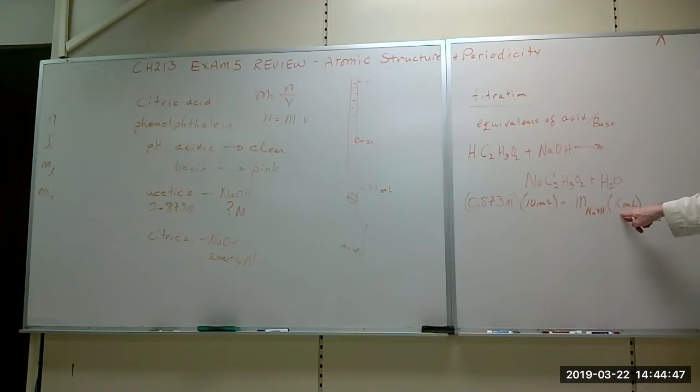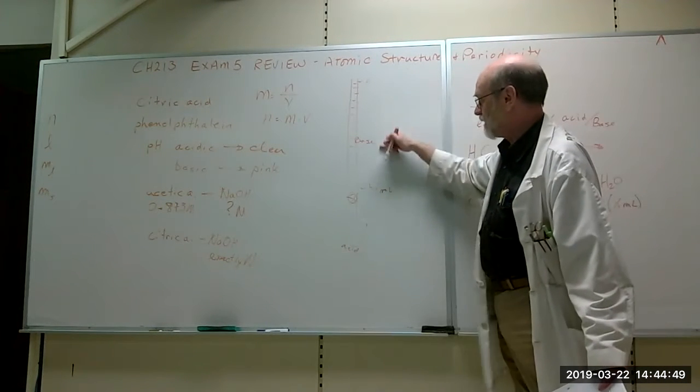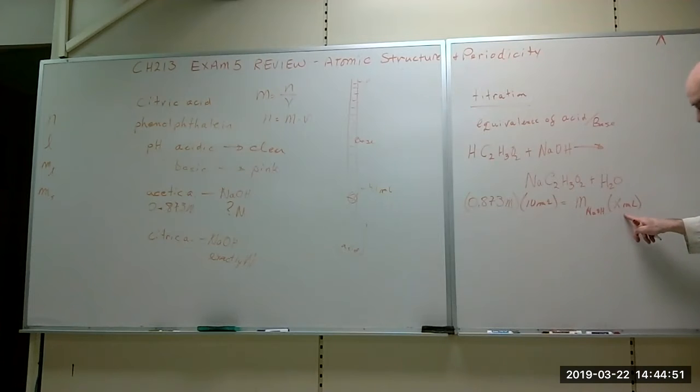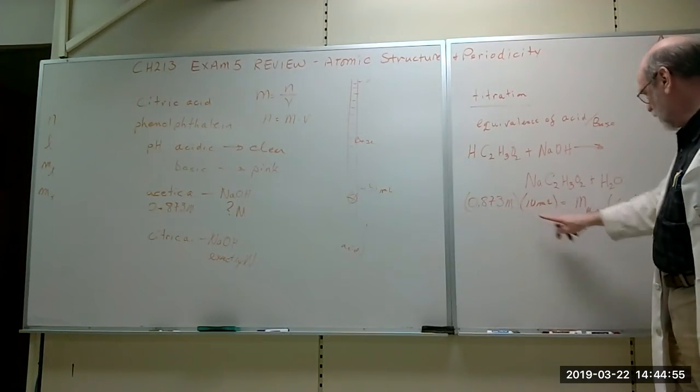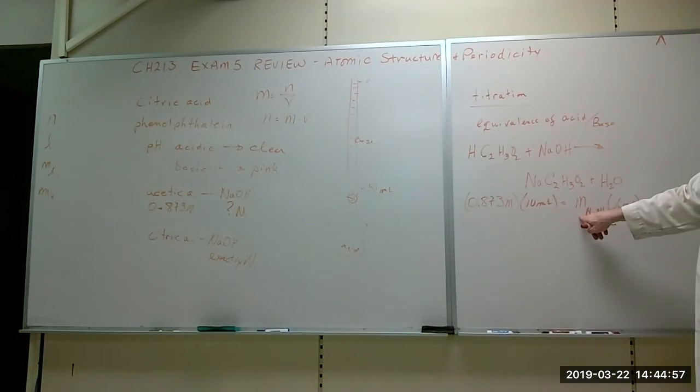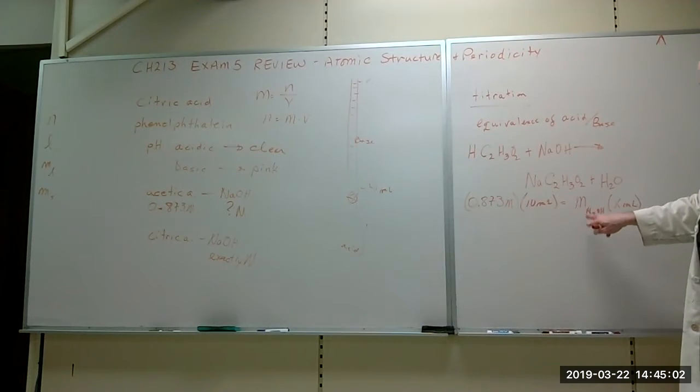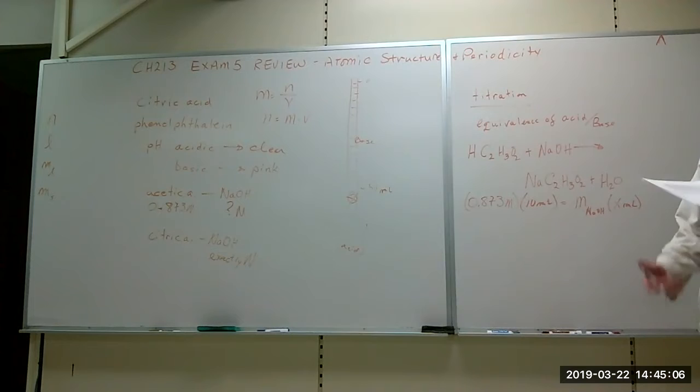So this is what we're going to get from our titration. That volume right there is going to fit right here. So then we have that one, and that one. We solve for this one. And once we have this value, then we can go to the next step, citric acid.